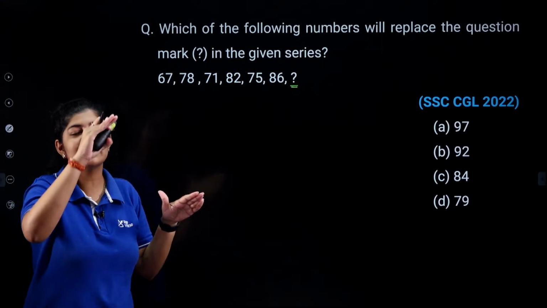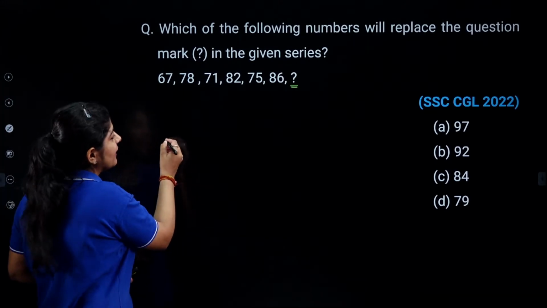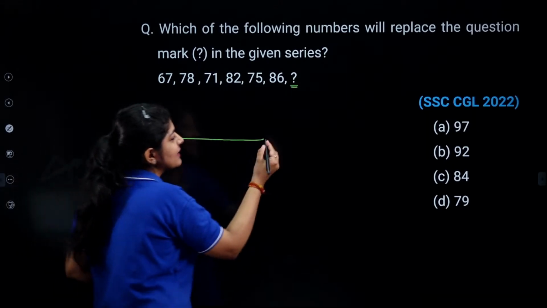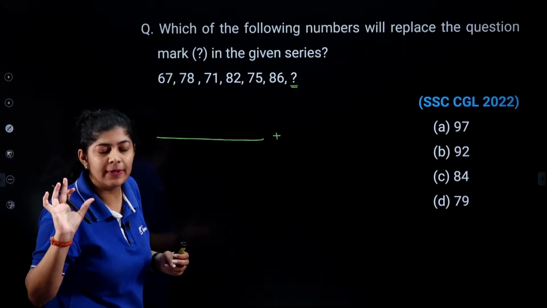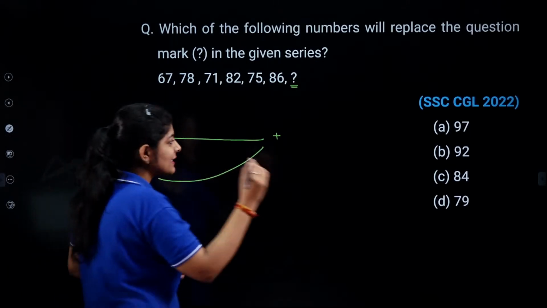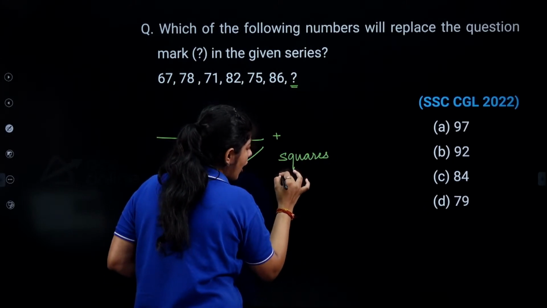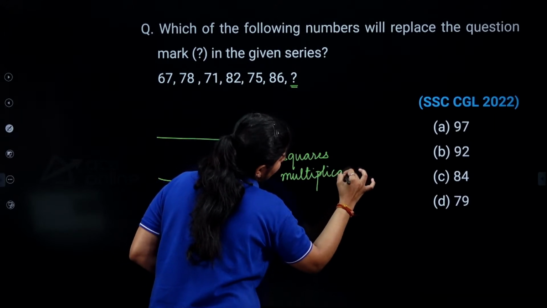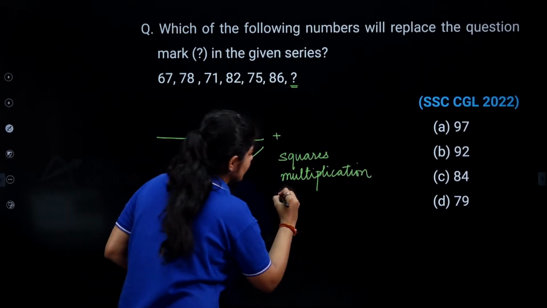The number is increasing, then decreasing, again increasing. So if there is a normal increase, then we can say that there is a pattern of addition or some multiplication with small numbers, right? But if there is a sudden increase, then we can say that maybe there are chances of squares or maybe some multiplication or maybe some mixed mathematical operation.